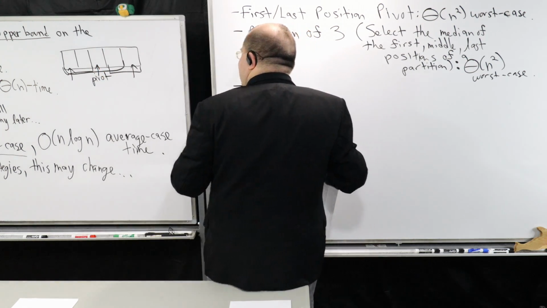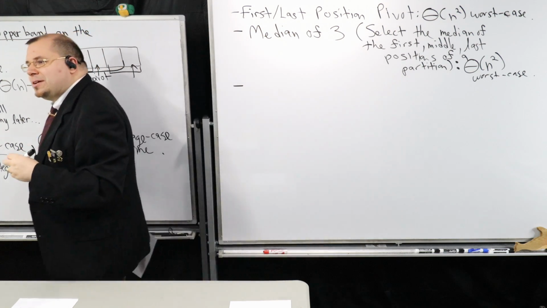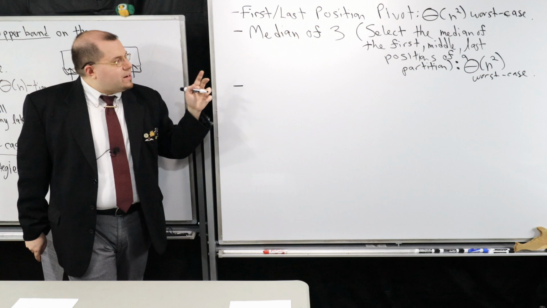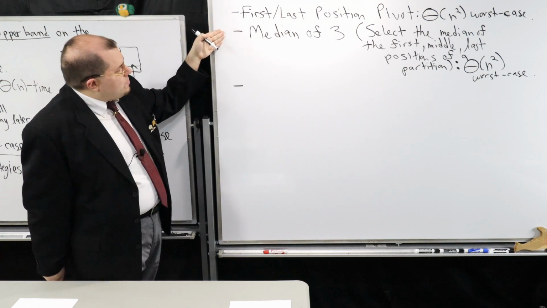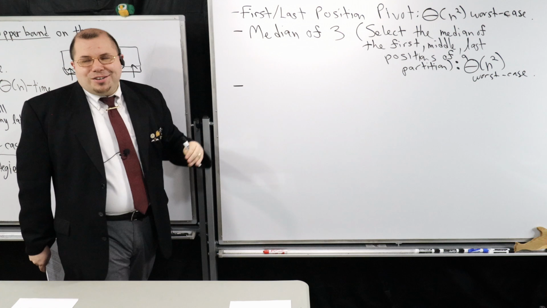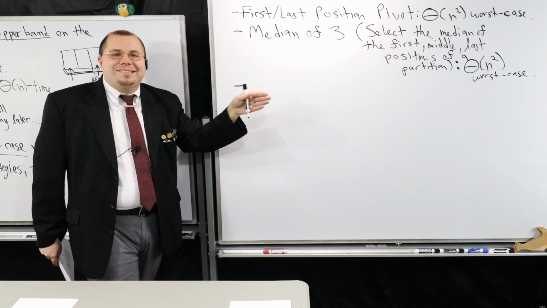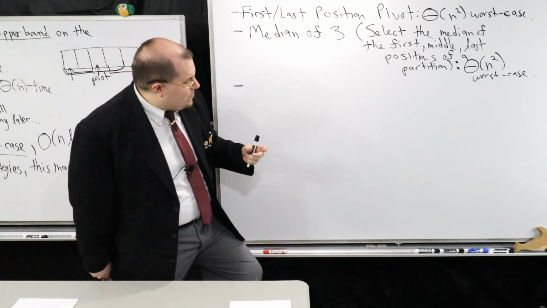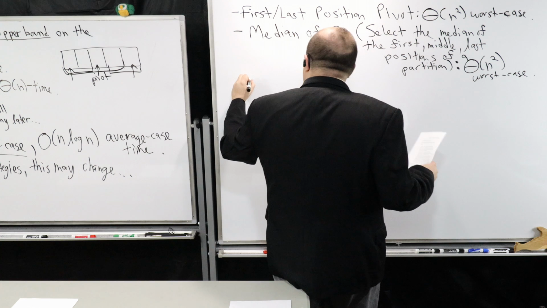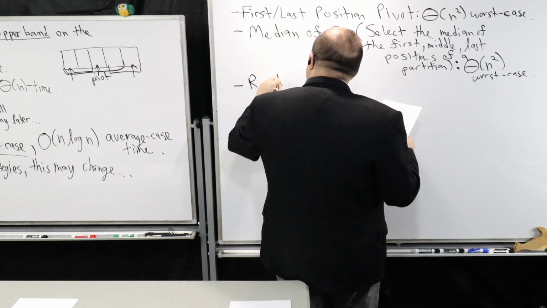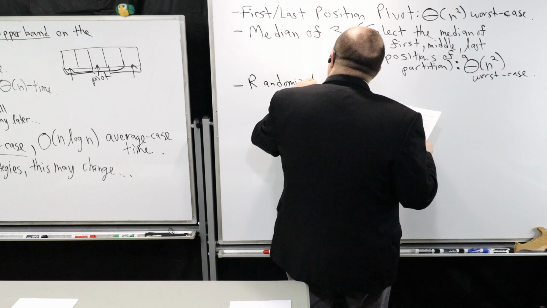And believe it or not, you may or may not have heard of this before, but notice I have a first or a last, I have a median. Another strategy we might use is a randomized pivot, meaning you randomly select the pivot. So another strategy is the so-called randomized pivot.